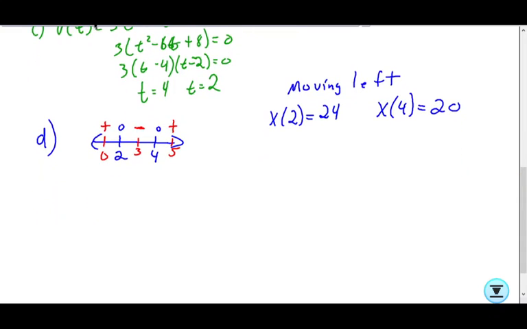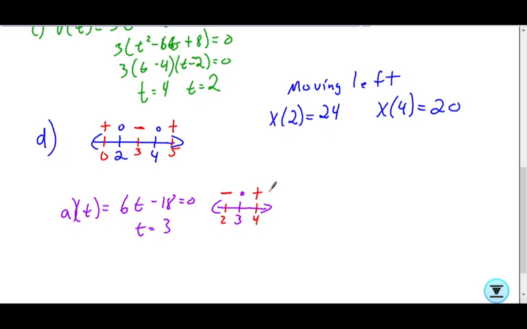Also, what I'm going to do is look at my acceleration, and the zero is at t equals 3. So if I look at my number line here, I'm going to plug in 2 for a very specific reason. I get negative, and I plug in 4, I get positive. Okay? Which means that from 2 to 3, my velocity is decreasing. And from 3 to 4, my velocity is increasing.